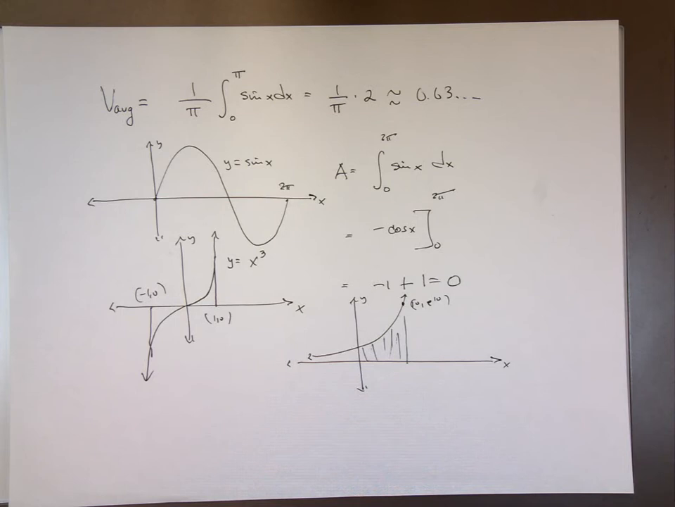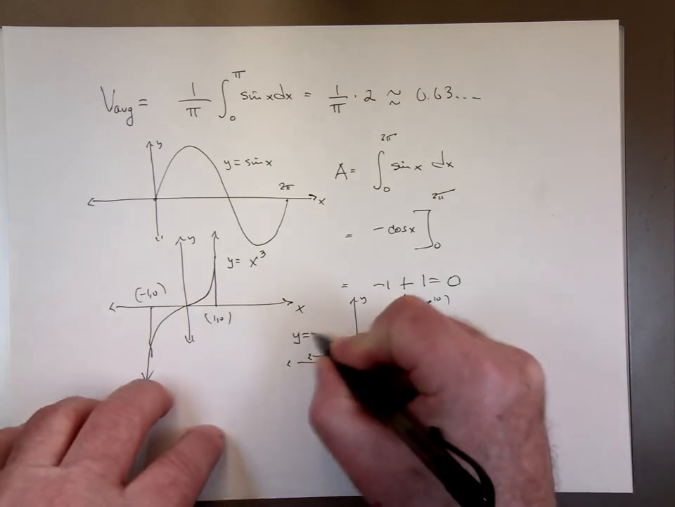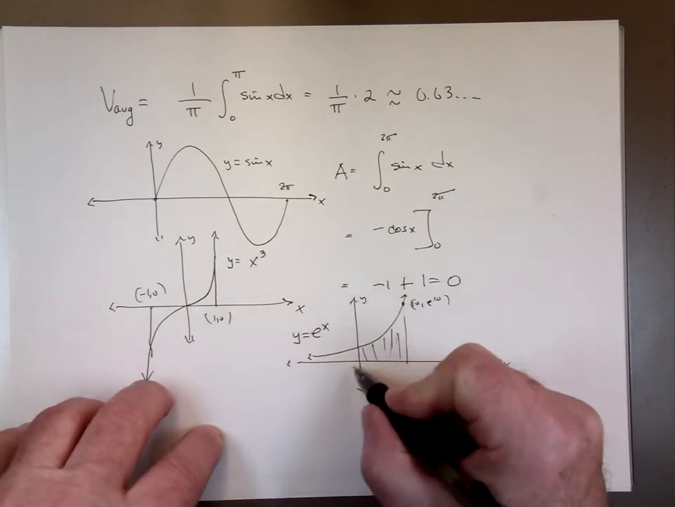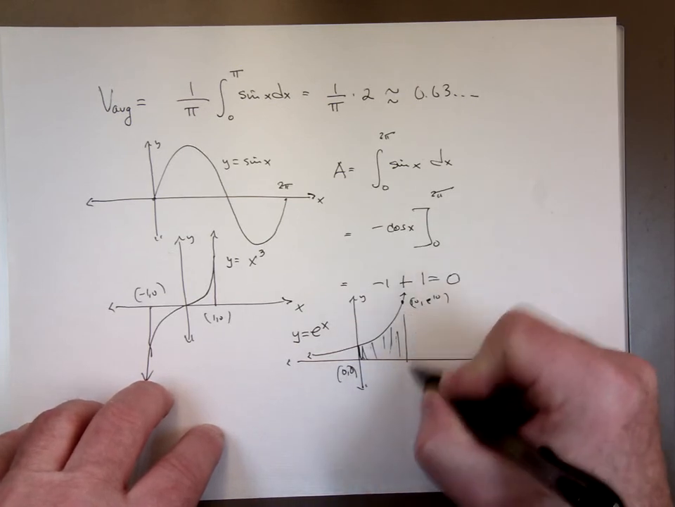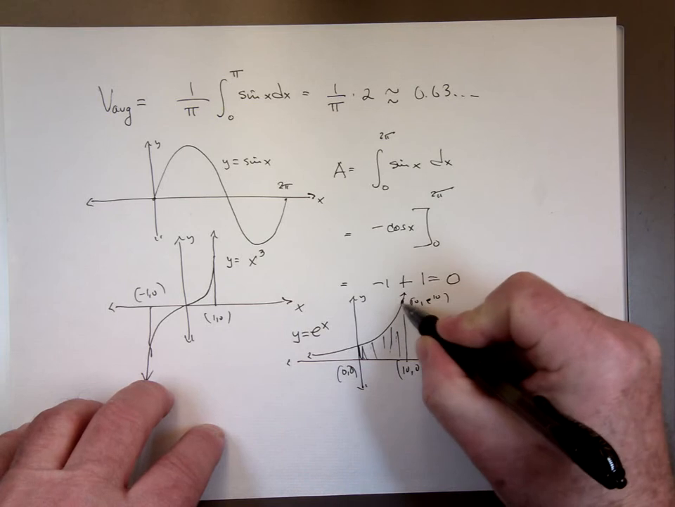So what is the function on this? Is it x cubed? No, e to the x. Is it from 10 to e to the 10th? It's from 0 to 10. And this point right here on the curve is 10 e to the 10th. Okay? That's what I'm asking you for.